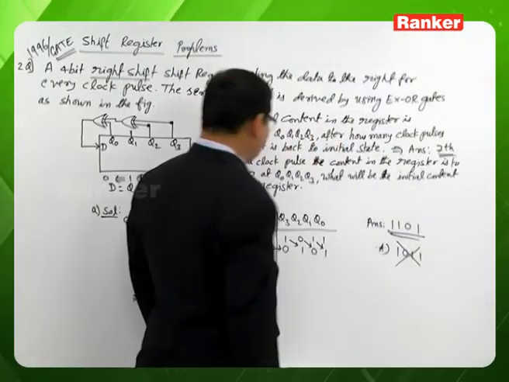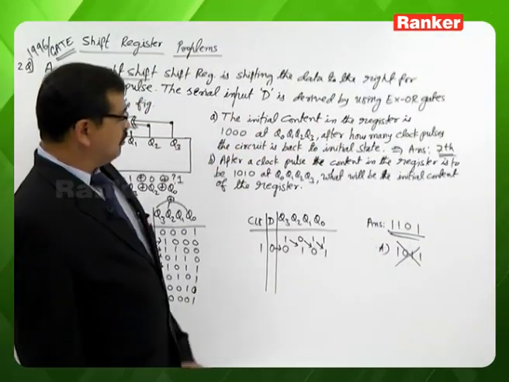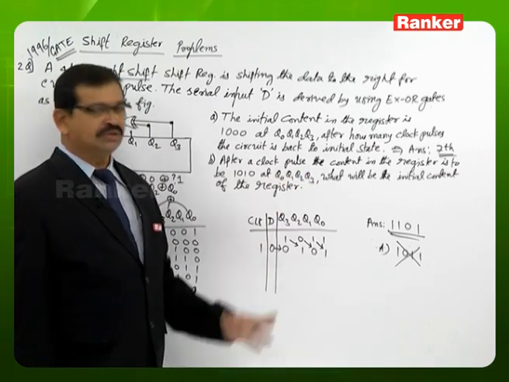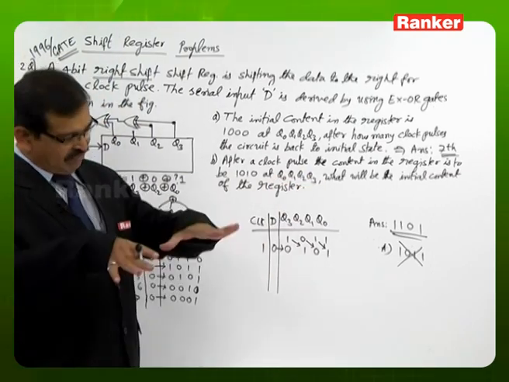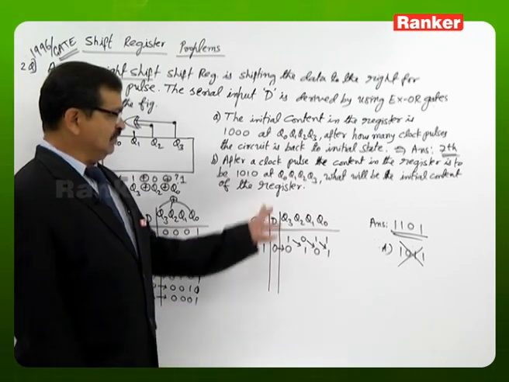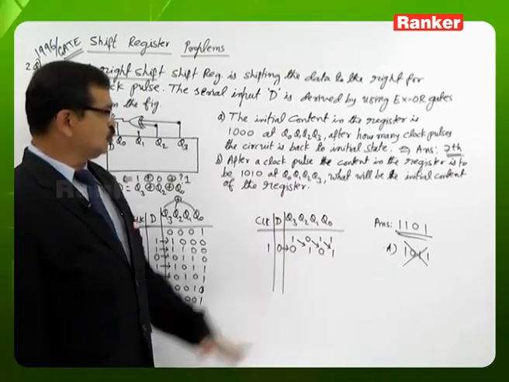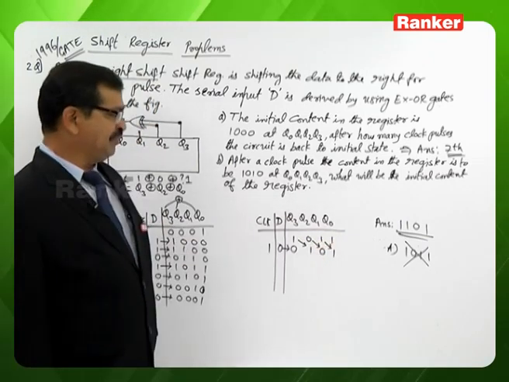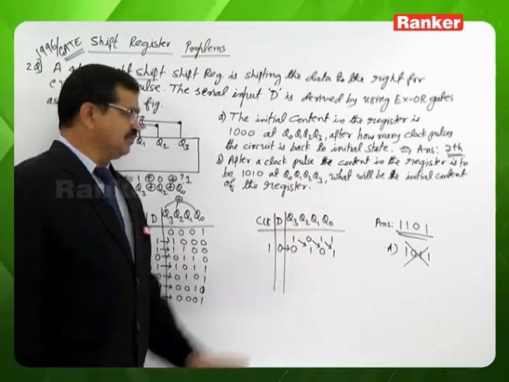The reason is, everywhere in the problem description, the order is mentioned from Q0 to Q3. By default, the answers we are looking at in the multiple choice are also in the same order Q0 to Q3. Hence, the answer will be 1101. So, it is the answer.